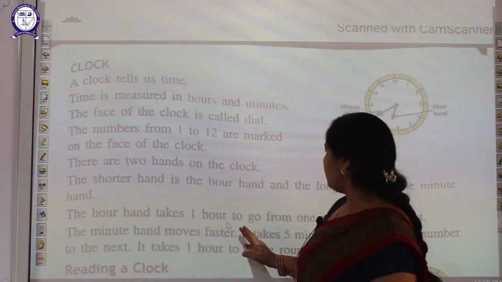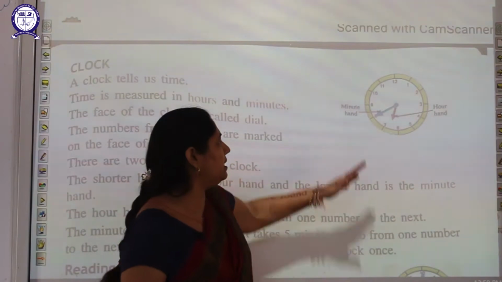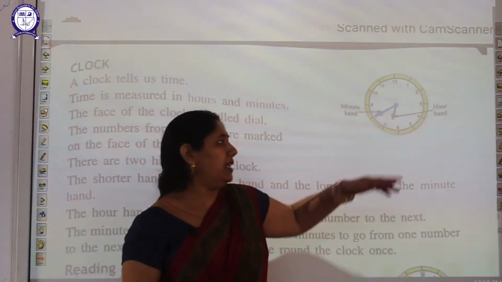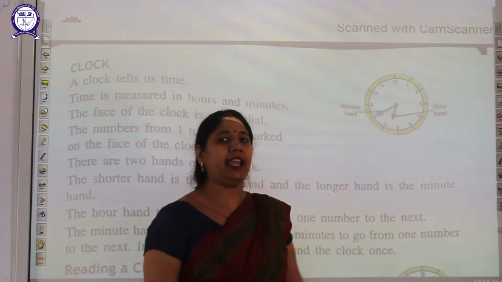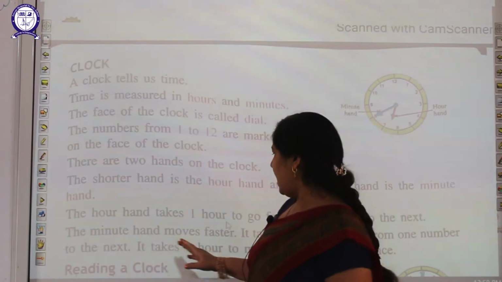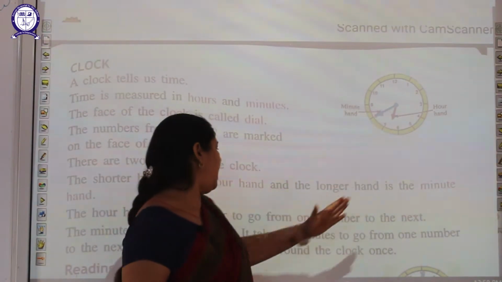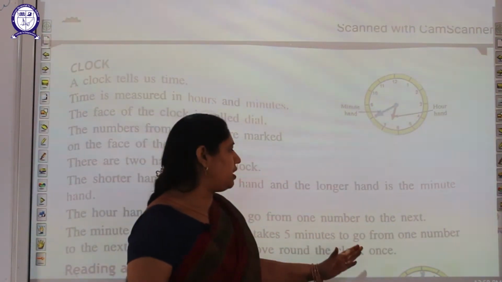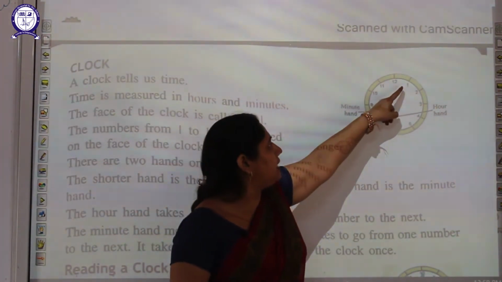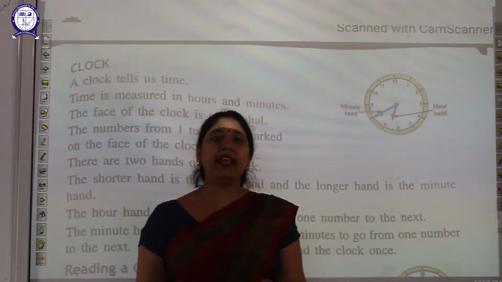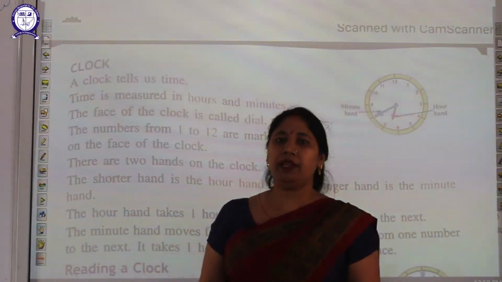The hour hand takes 1 hour to go from one number to the next. From 1 to 2, 2 to 3, it takes 1 hour. The minute hand moves faster than the hour hand. It takes 5 minutes to go from one number to the next, and a complete round takes 1 hour, which means 60 minutes.